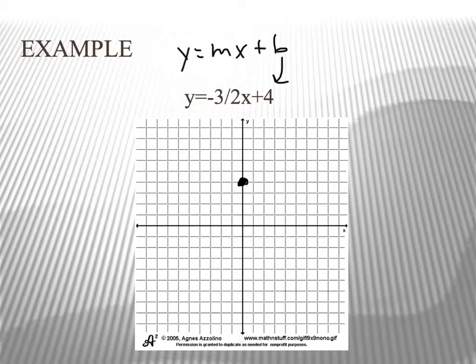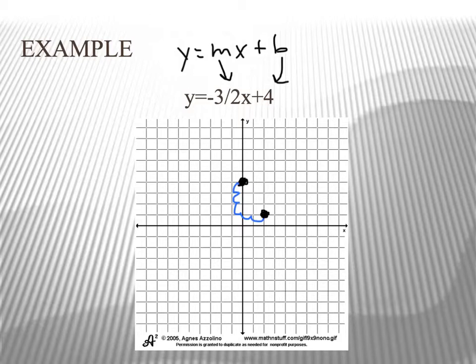Second step is to use your slope. In this case, our slope is -3 over 2. So using that slope, we're going to go down 3, 1, 2, 3, and over a +2. -3 means we go down, and then it's over a +2. 1, 2. Down 3 over 2. And plot our second point.